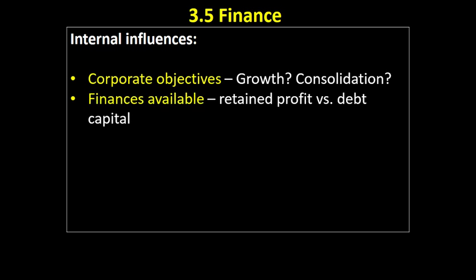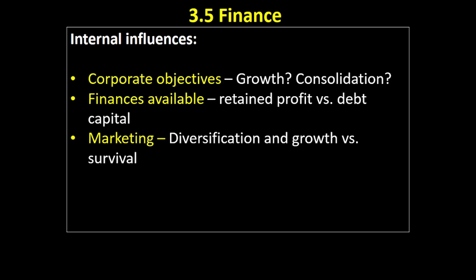First of all, there's the finances available. That will have an influence on the financial objectives. For example, the amount of retained profit that a business has. If it needs to expand and doesn't have enough retained profit, it will need to consider: do we want to become more risky? Do we want to become more highly geared? Do we want to have a greater proportion of this company funded by debt capital? So the finances available can have an influence on the financial objectives.